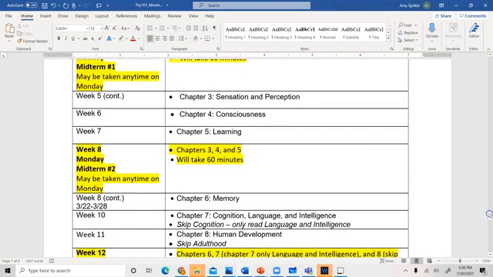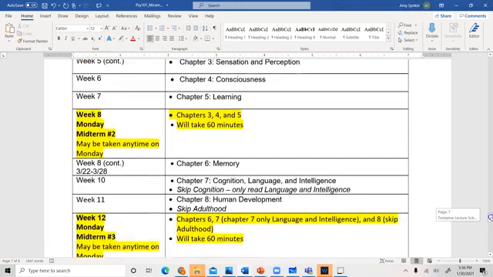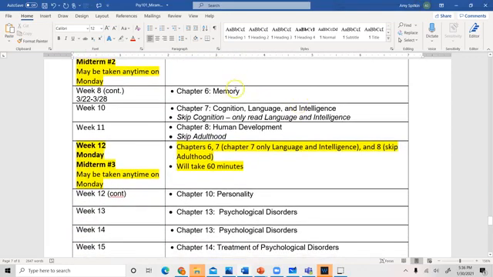As we move on, we'll talk about sensation and perception, consciousness, learning, and then we'll have another Monday midterm on chapters 3, 4, and 5. Then we move on to talk about memory, and then language and intelligence. We're going to skip cognition, so you don't have to read the section on cognition in your book. Then we'll talk about human development. We're going to skip adulthood. And then we have our next Monday midterm: chapters 6, 7, only language and intelligence, and 8, skipping adulthood.